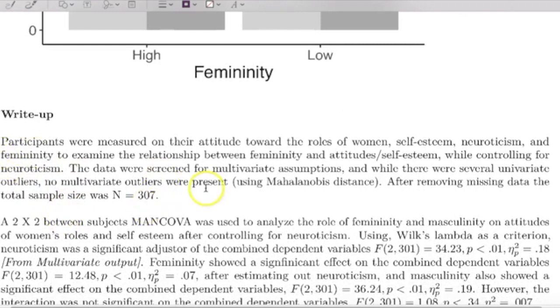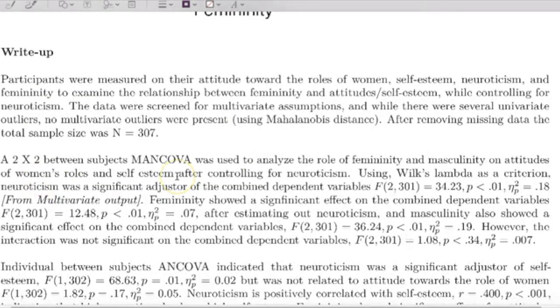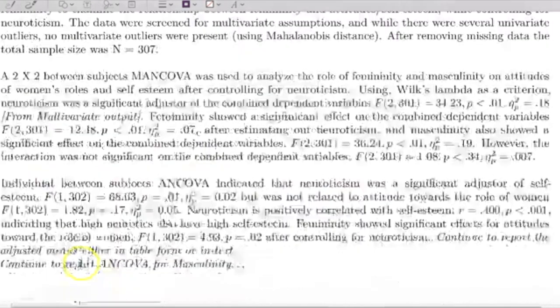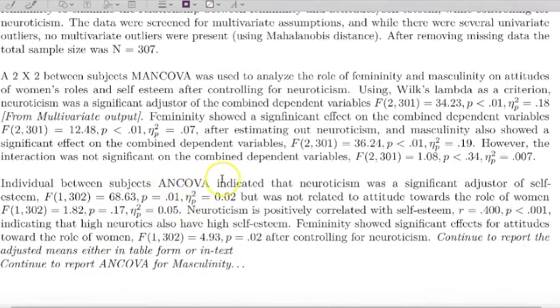And then at the end, I put it all together. I describe the cleanup that we did, the assumptions that we checked, that I did my Mancova. Then I went ahead and described the Ancova for femininity. If you were really reporting this, you would continue to describe the Ancova for masculinity. Here I kind of give you the option if you want to write the descriptive adjusted means or if you just want to create the tables.